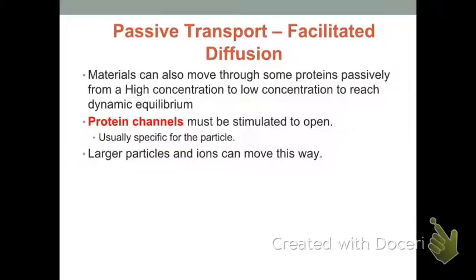All right, here's a continuation of the notes, just starting with passive transport and facilitated diffusion. So materials can also move through some proteins passively from a high concentration to a low concentration. I think that's one of the biggest things to remember with passive transport: we're always moving down the concentration gradient. And what will be used in facilitated diffusion is protein channels.